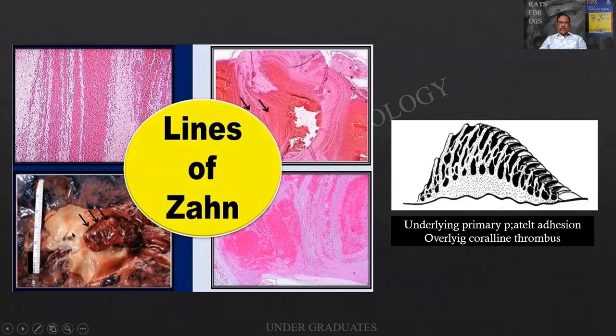And this is probably a mural thrombus in which we are able to see this one. And there's a beautiful diagram. I would like you people to kindly draw a sketch of it, which is worth its weight in gold.